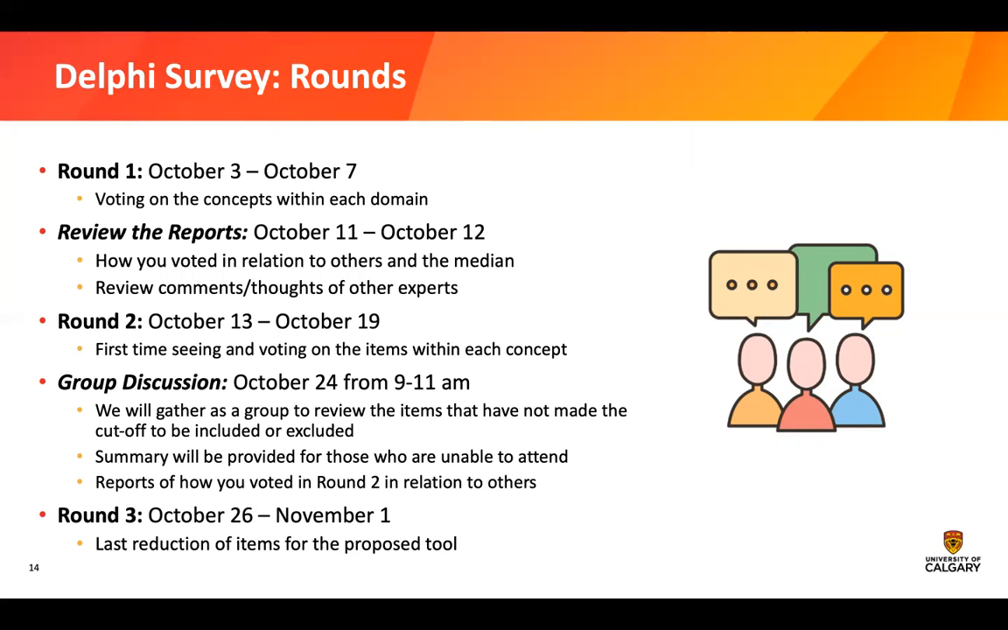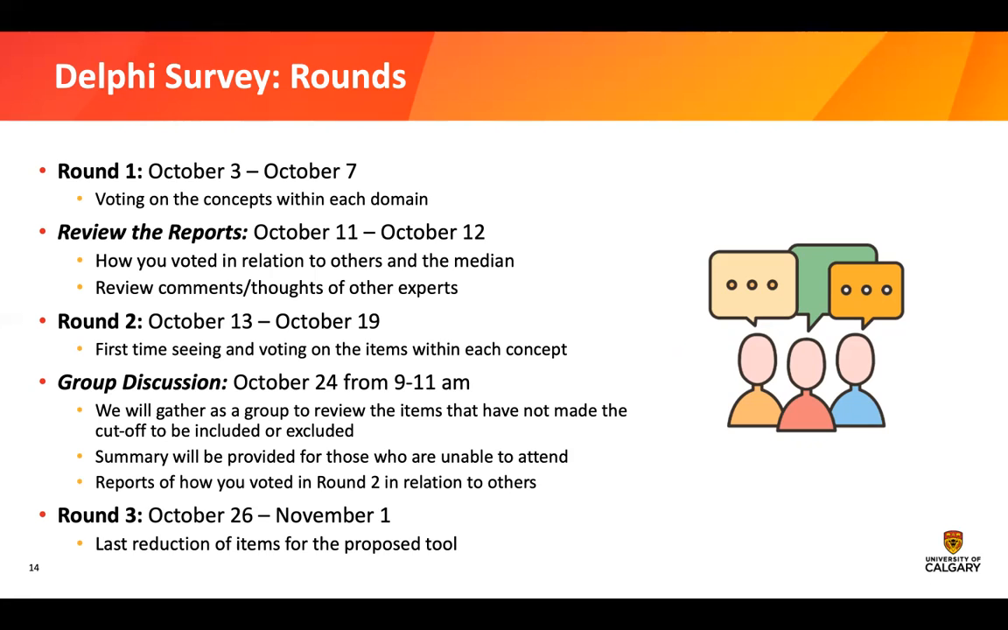In round 2, it will be from October 13th to October 19th. This is going to be your chance to vote on the actual items from each of the concepts now. After round 2, we're going to hold a group discussion on October 24th from 9 to 11 a.m. We're going to gather as a group to really review the items that have not really made the cutoff to be included or excluded. So all of our unsure items, and we can see what we've included so far.